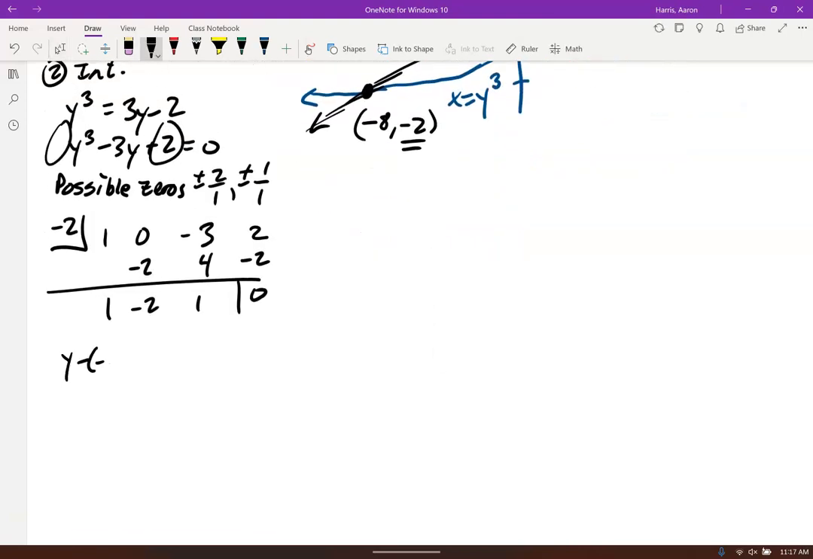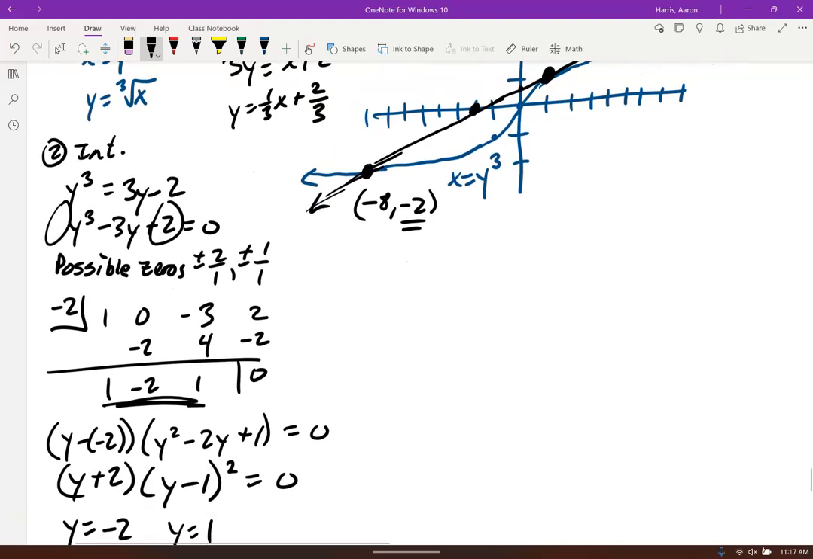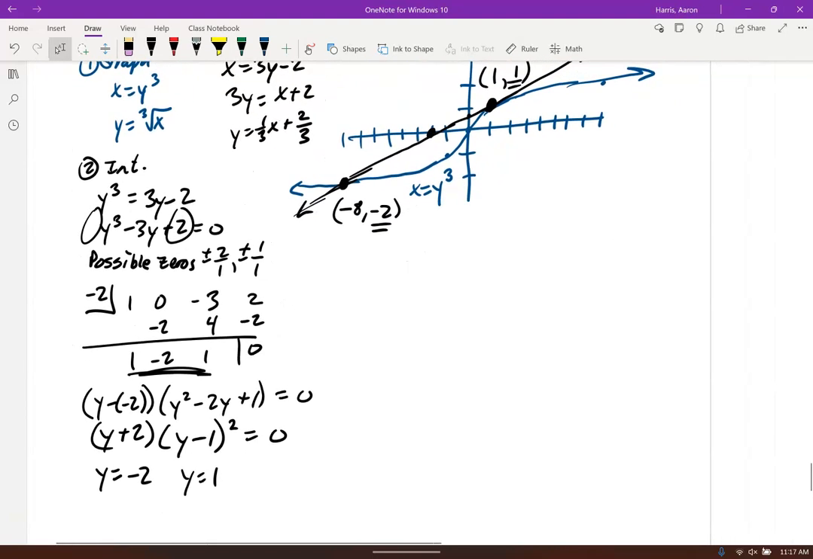In other words, y minus negative 2 is a factor of y cubed minus 3y plus 2. And there's that quotient there, so y squared minus 2y plus 1. So you've got y plus 2, and you've got y minus 1. So these hit at a y value of negative 2 and a y value of 1, as we showed on the graph, right? Probably much easier just to do with the graph on this one. But anyways, that's where they hit algebraically.